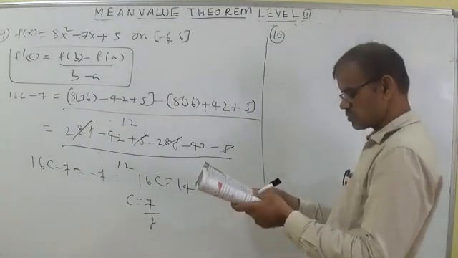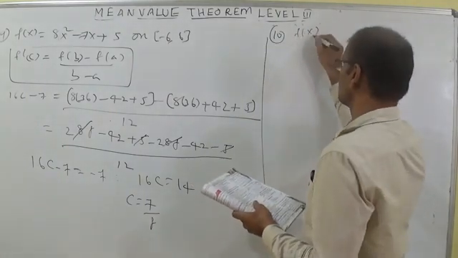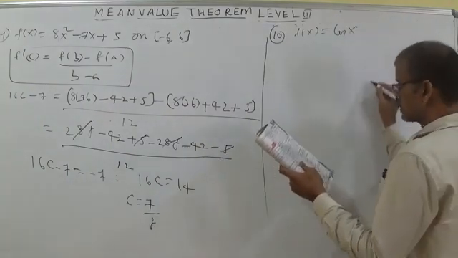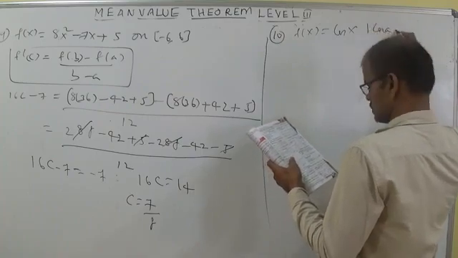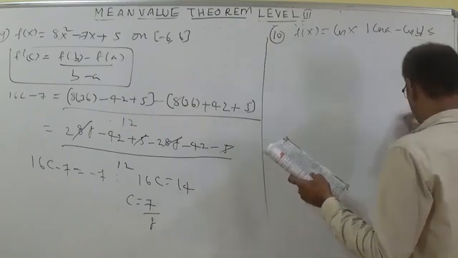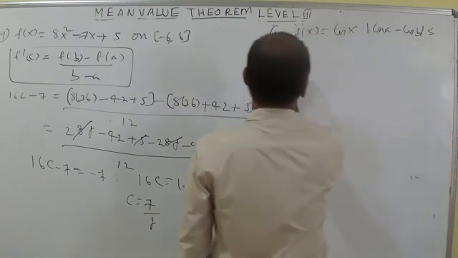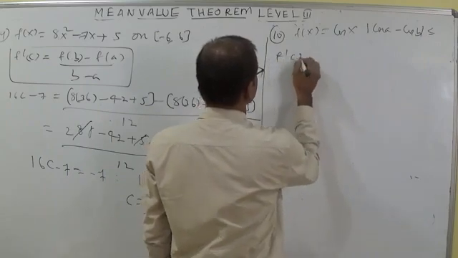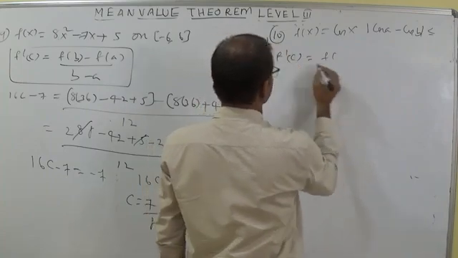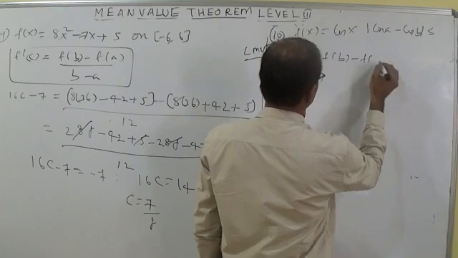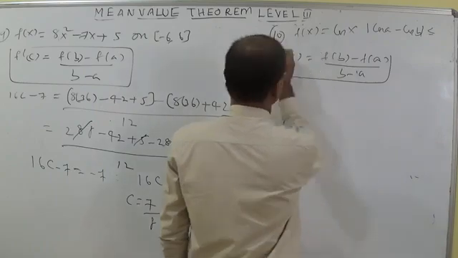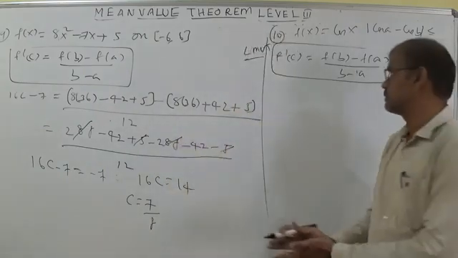10th question. Using Lagrange's mean value theorem, f of x is equal to cos x, we get that modulus of cos a minus cos b is less than or equal to... So let us write the formula. F dash c is equal to, I am writing Lagrange's mean value theorem, f dash c is equal to f of b minus f of a whole by b minus a.